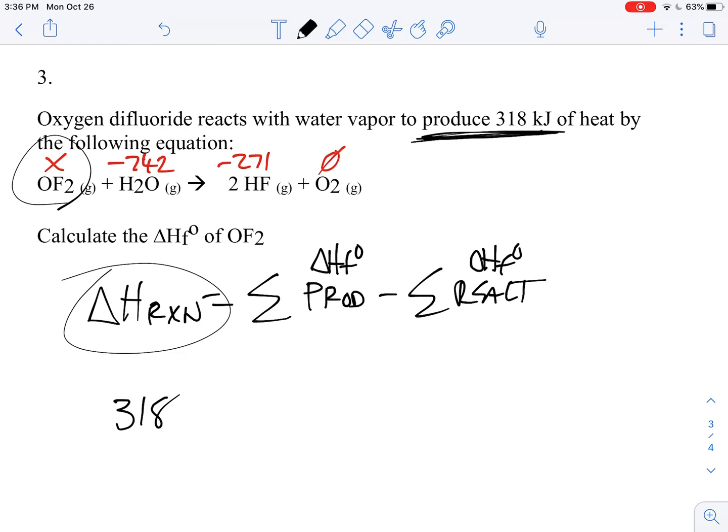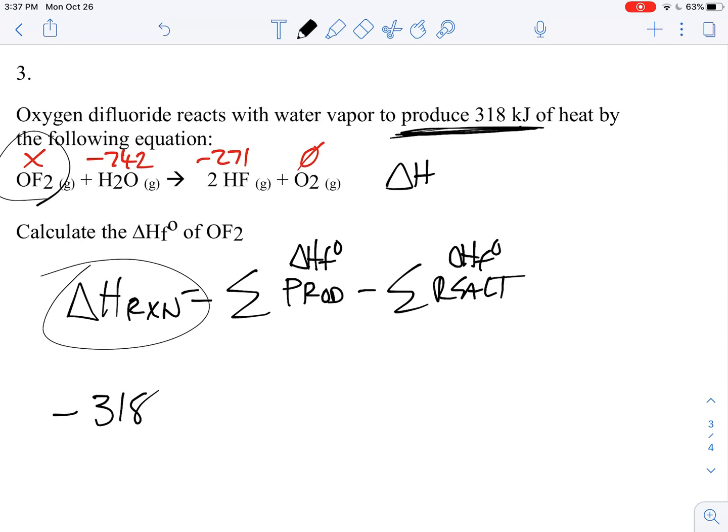Oh, if it produces that much heat, then what you're talking about is an exothermic reaction, or again, a production of heat. So that's actually got to be negative 318, because the delta H of this reaction is negative 318 because it's producing that much heat. So that's a way that they're going to try to trick you on that. They're going to give you the 318, but you have to know that it's negative 318 because it's being produced.